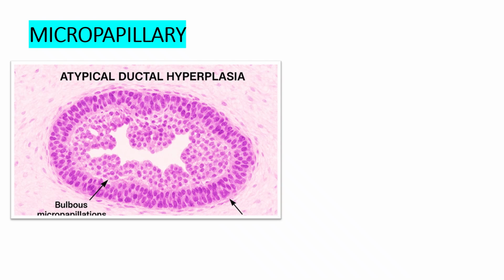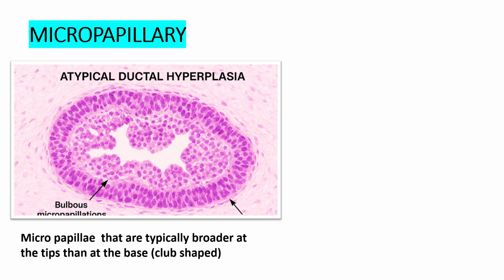Coming to the third pattern, that is micropapillary pattern. So as we can see here, in ADH we'll see bulbous micropapillae, which is similar to the UDH, that is usual ductal hyperplasia. In ADH, bulbous means the base will be very narrow, whereas the apex will be broad, giving club shaped or mushroom shaped appearance. So the micropapillae, they are typically broader at the tips than at the base, that is club shaped.